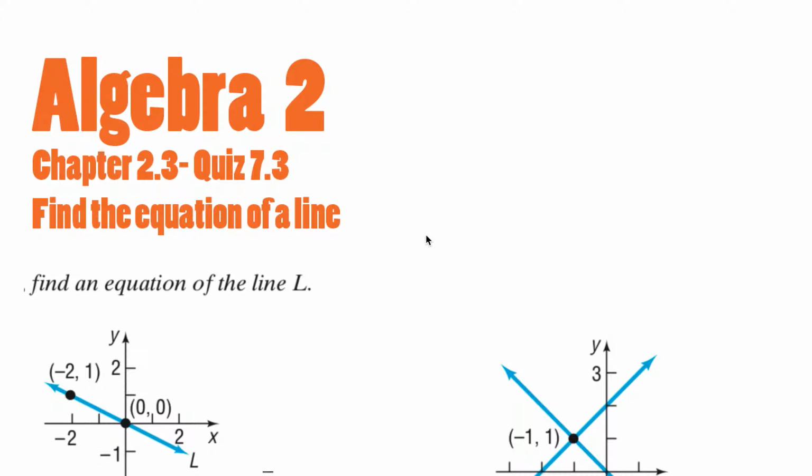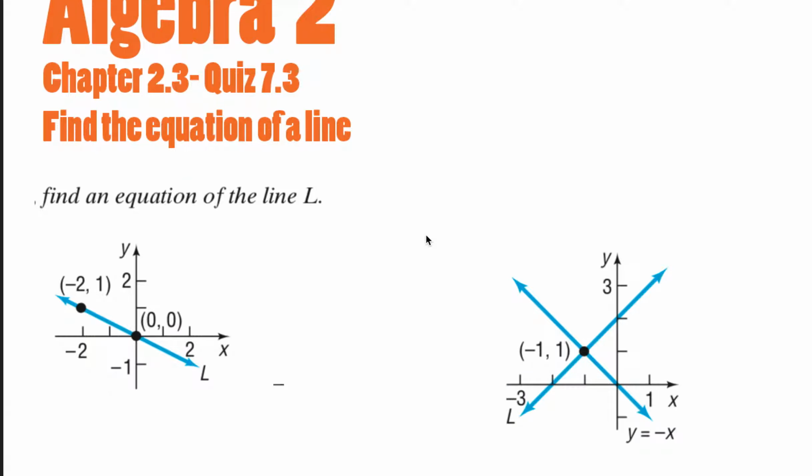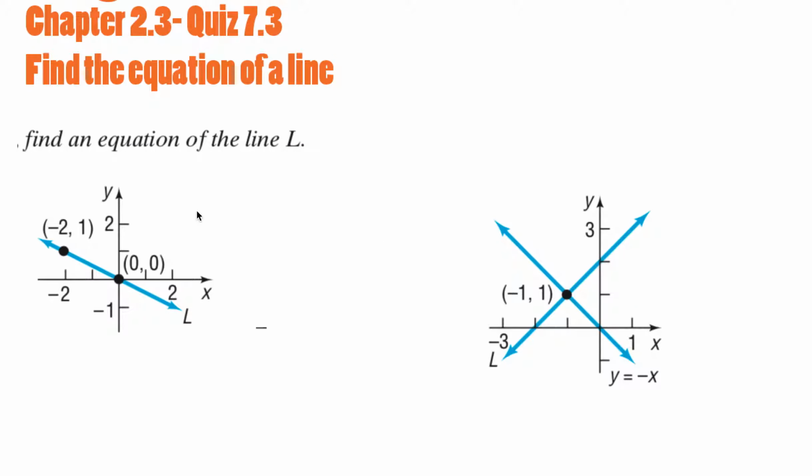Quiz 7.3, chapter 2.3. Find the equation of a line. So you're given a line and you need to find the equation. Well, in order to do this problem, first we need to identify what equation we are talking about. The equation of a line is usually called the slope-intercept form, which is y equals mx plus b.